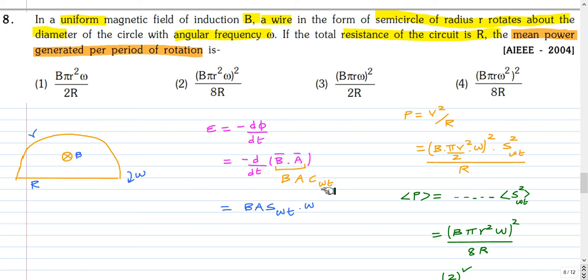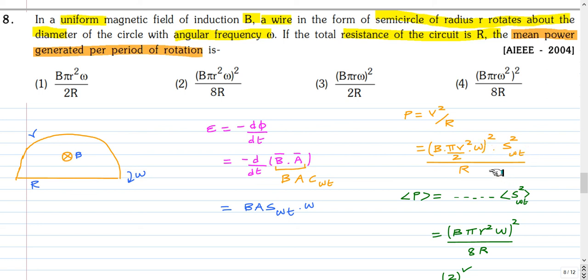At time t equal to 0, both B and A are in the same direction, and after that it will keep changing as omega t. So the derivative of cos is minus sine, so from this we get the induced EMF as B A sine omega t into omega. The power that's being generated is given as V square by R. So V is B into A, where A is pi R square by 2, since it's a semicircle, into omega, whole square, into sine square omega t, divided by R.